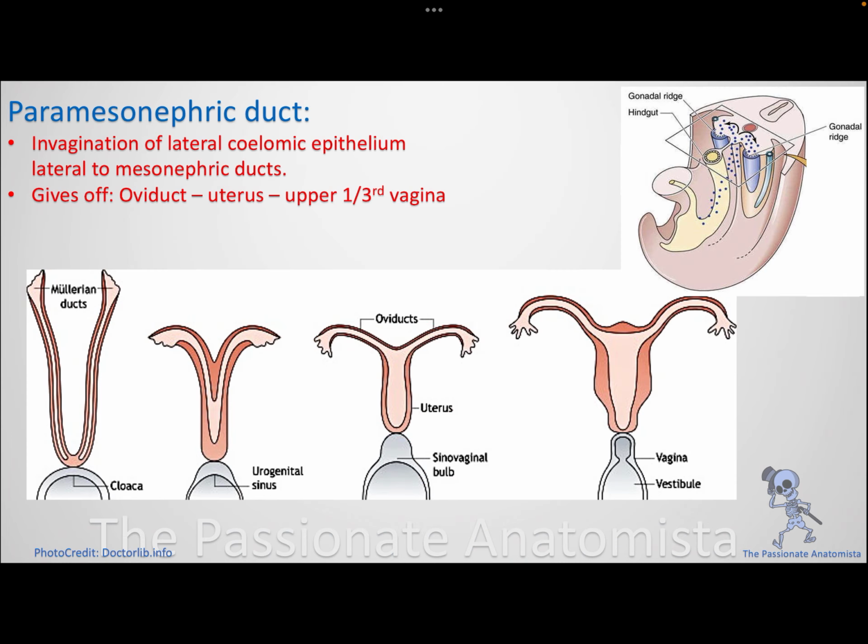Now, what about the paramesonephric duct? Coming back to this beautiful picture, remember that we are in the region of the intermediate mesoderm. Of course, I'm not seeing intermediate mesoderm at this stage because now we are further developing. Now, remember, guys, in the lateral parts, lateral to the mesonephric ducts, we have the paramesonephric ducts. All right, so paramesonephric ducts laterally. And these actually formed by invagination of the coelomic epithelium.